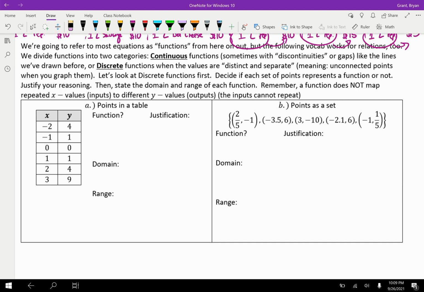So what we're going to do for these next 4 problems is decide if each set of points, and these points are going to be presented in different ways, maybe in a table, maybe as a set of points, maybe as a relation mapping that we'll see shortly, and we're just going to decide if they are a function or not. And then we're going to state the domain and range. So let's get to it.